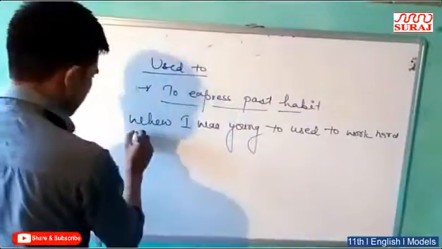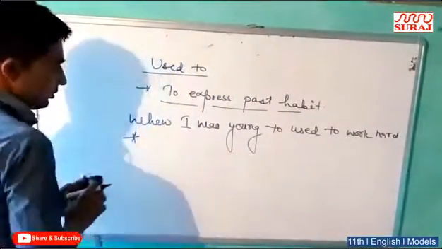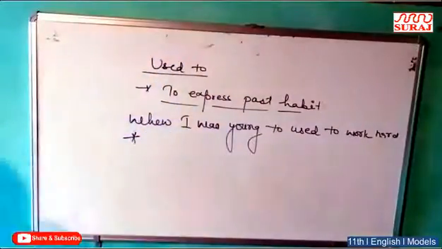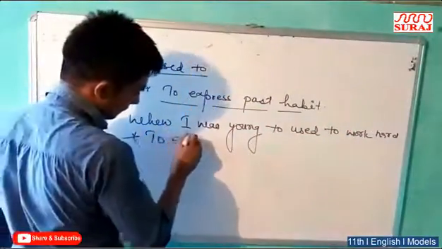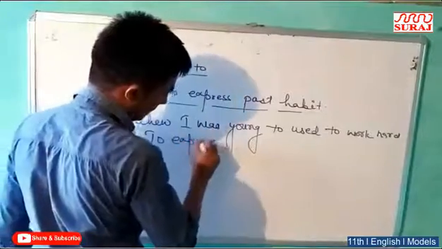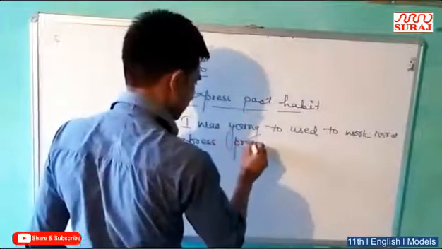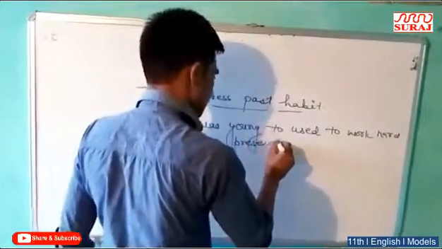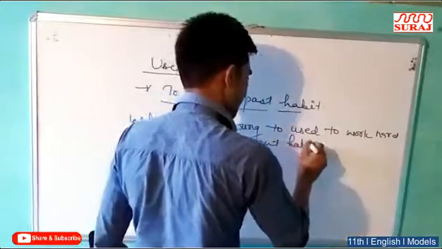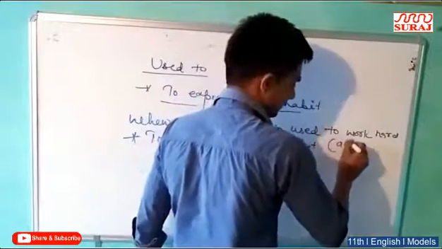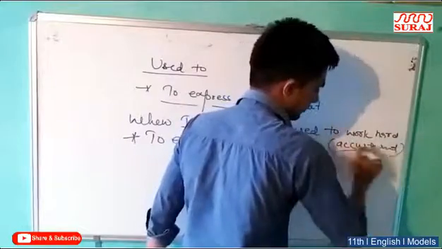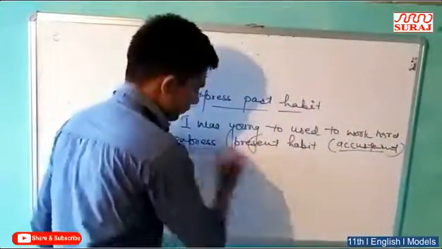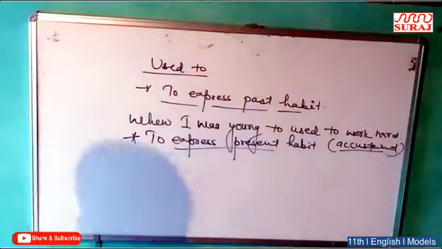Next one, in the use of "used to", to express present habit. Present habit. It means accustomed. Past habit which is accustomed.